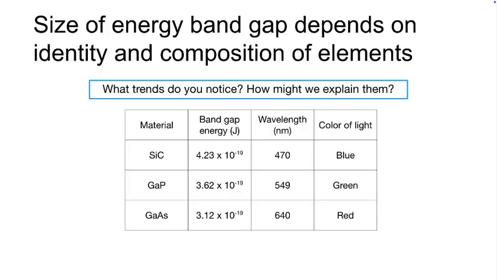Which then sets us up with this. Technically a blue box, but we're going to talk through it kind of fast. The size of the energy band gap depends on the identity and composition of the elements. So what trends do we notice? One of the trends that stands out that most students jump on, which is fine, is looking at the energy doing what? What's the energy doing as we move from 4.23 times 10 to the negative 19 through? It's decreasing. So we're getting lower energy and higher energy. And as we do that, what happens to the wavelength?